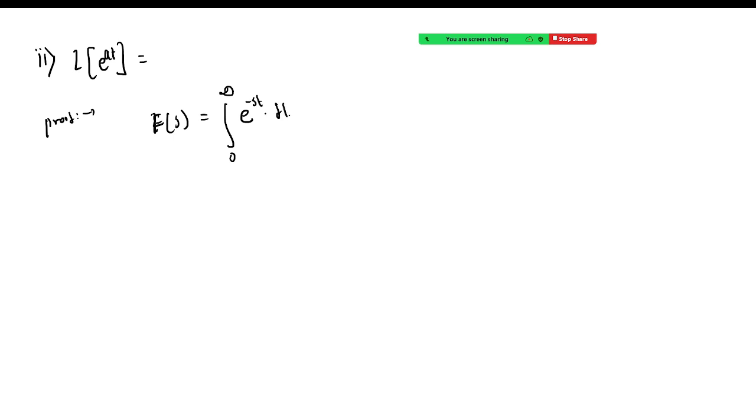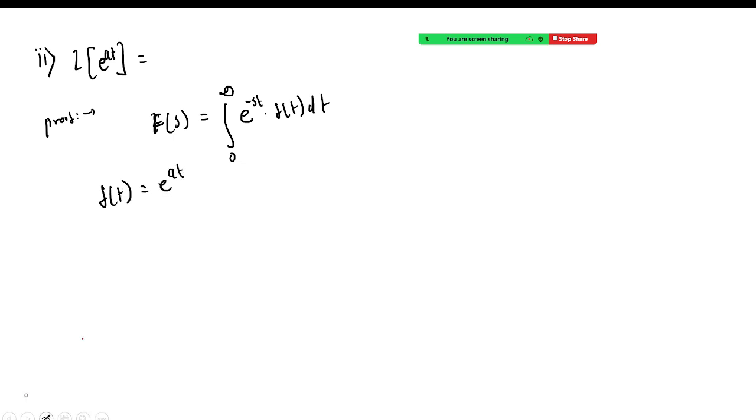Now, when we talk about the second formula, Laplace of e to the power at, right? How can we prove this? What will be the value of the Laplace? So I told you F(s) is equal to what? The integral from 0 to infinity of e to the power minus st into f(t) dt. This is the Laplace. So here our function f(t) is equal to e to the power at.